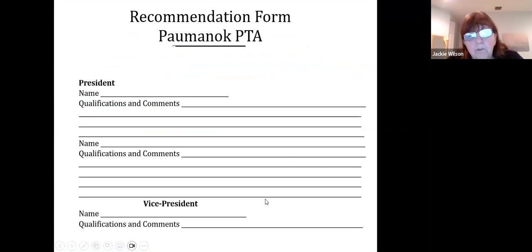So here's a possible nominations form. You just want to list the offices, a recommendation form, I'm sorry, and the qualifications and comments. And you can do this for each office. And then again, how you distribute them and how you collect them is up to you. If you're doing it by mail, then of course you would have a unique email, not the PTA email box, because that can be picked up by anybody, but a place or an email that can only go to the nominating committee chair.